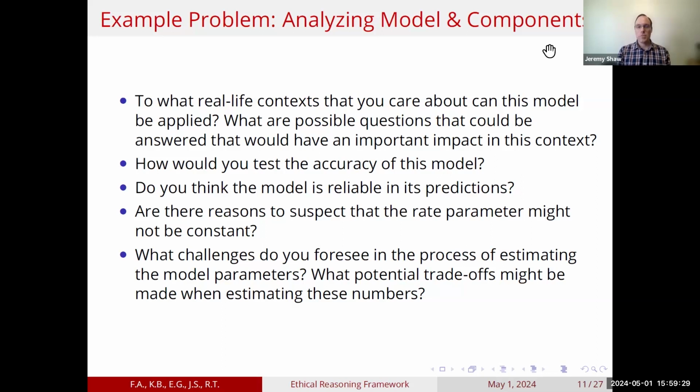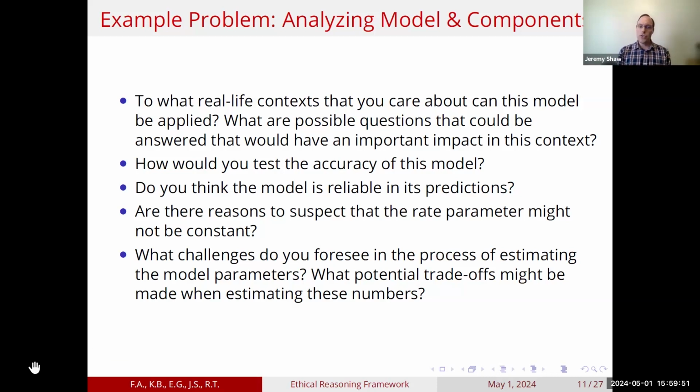Are there reasons to suspect that the rate parameter might not be constant? So that might question, is the model even reliable over time? We just have students say, here's the equation, it works for all infinity time, and there's no reason to question it. We don't have to question where it came from, why it exists, and if it's going to be valid in times beyond the domain of being considered.